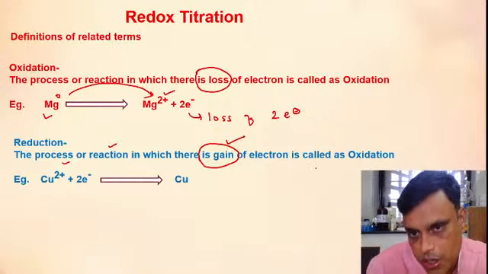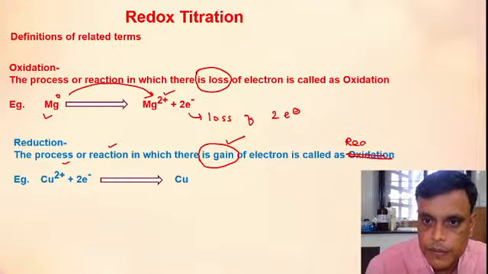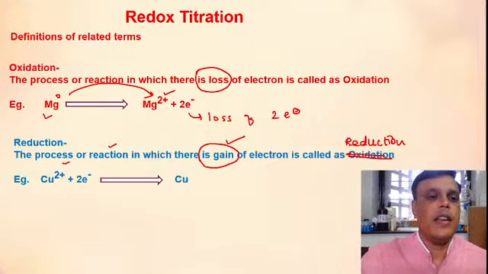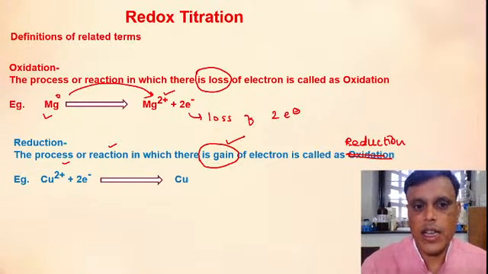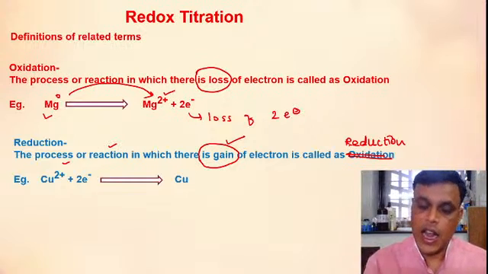Oxidation should not be here, sorry. It should be reduction. This is a typing mistake. Okay. Reduction is the process or reaction in which there is a gain of electron, removal of oxygen, or addition of hydrogen, then it is called a reduction.